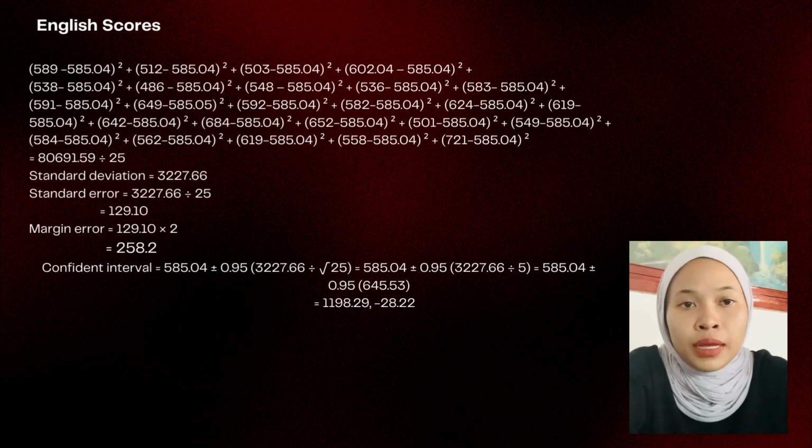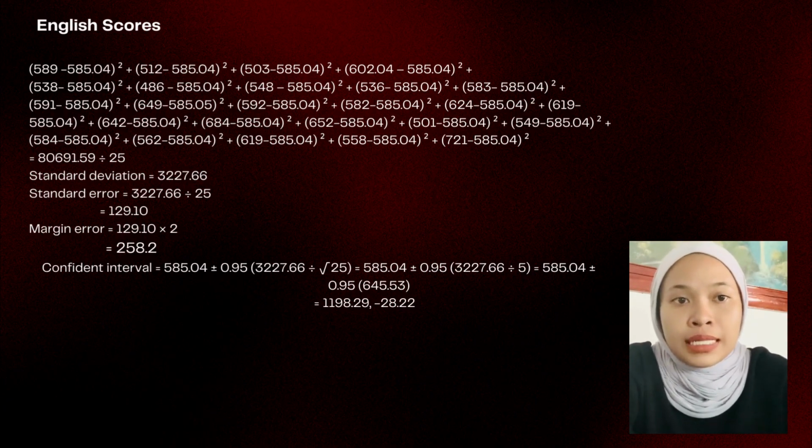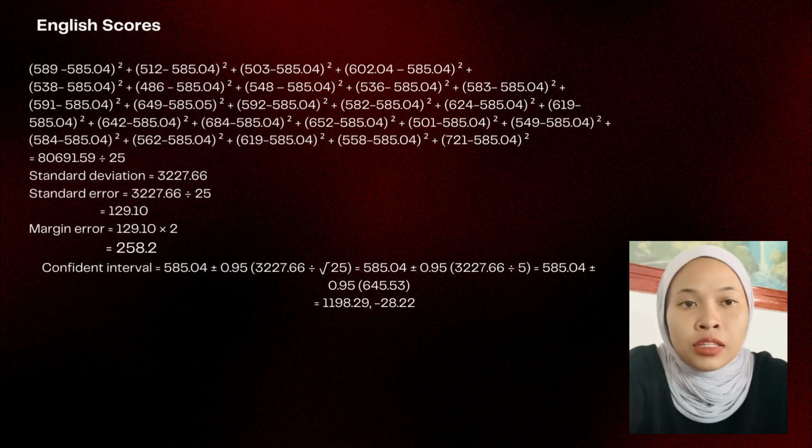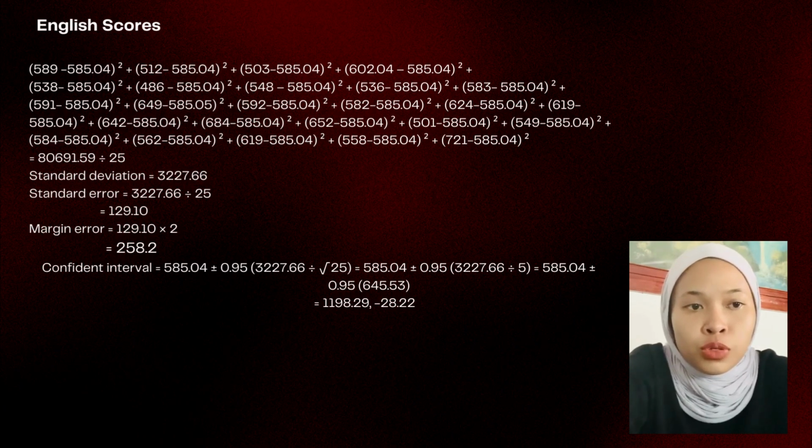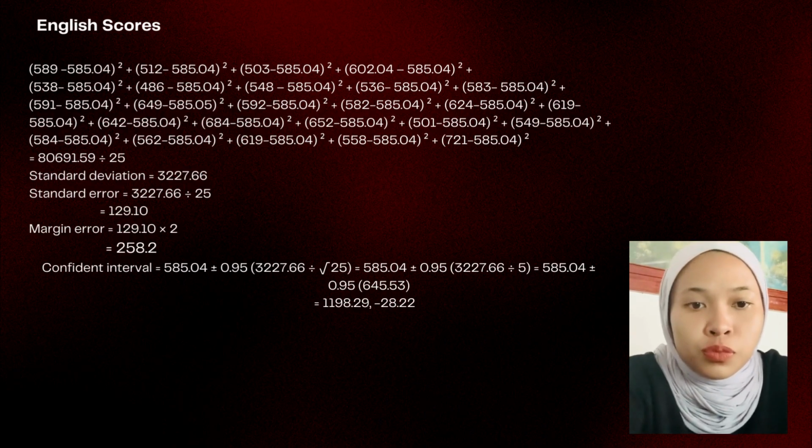The English score, 8069159 divided by 25. Standard deviation, the answer is 3227.66. Standard error, 3227.66 divided by 25. The answer is 129.10. The margin of error, 129.10 multiplied by 2. The answer is 258.2. Confidence interval for the English score, the answer is 1198.29 and negative 28.22.